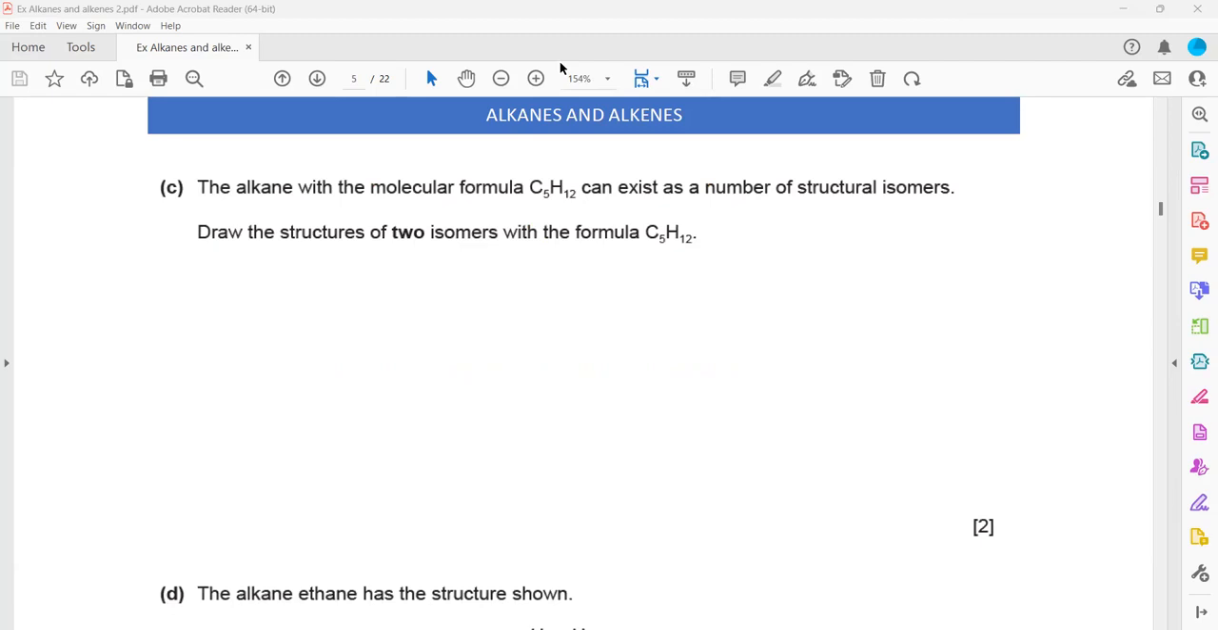Alkanes with a molecular formula of C5H12. What is the name of this C5H12? This is pentane. Pent, because of 5 carbon, and the number of hydrogen is twice plus 2, so it will be CnH2n+2.